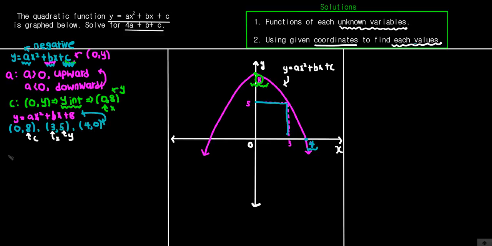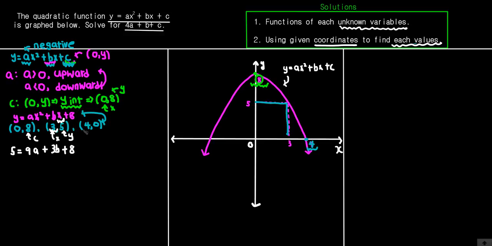So if you write it, it is going to be x squared, but the x value is 3, which means 3 squared, and our output value, 5, is equal to 9a. And then for the x value, which is just 3, we have 3b. And then we still have positive 8.